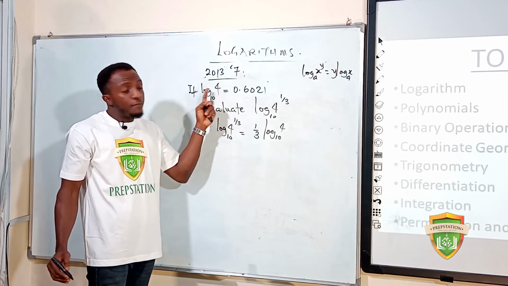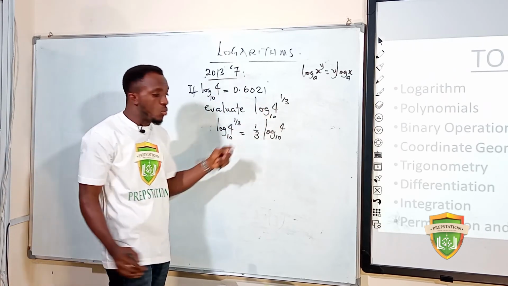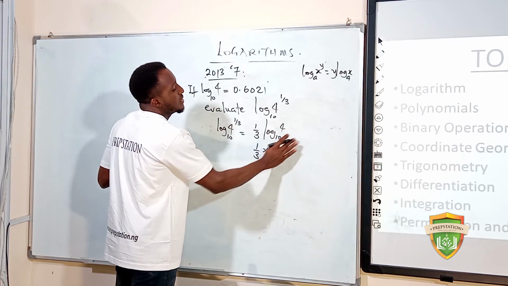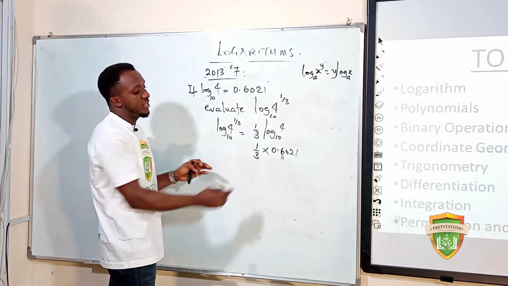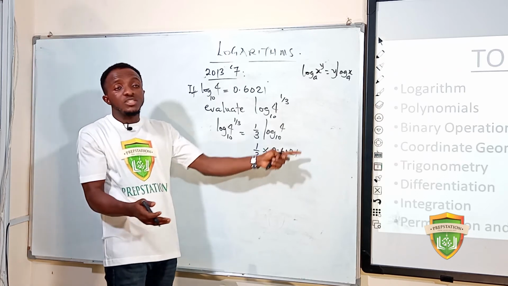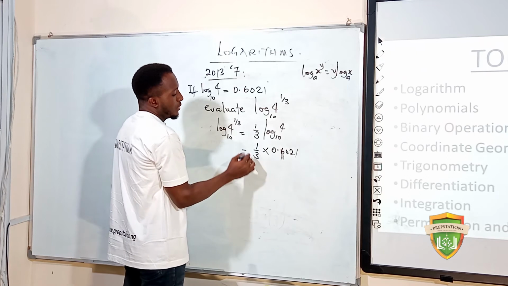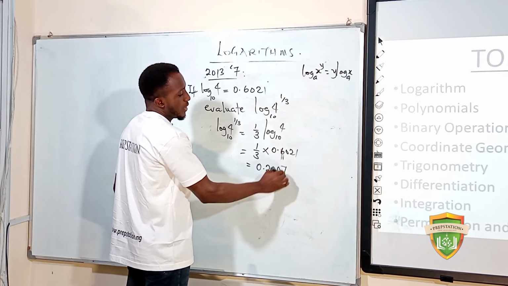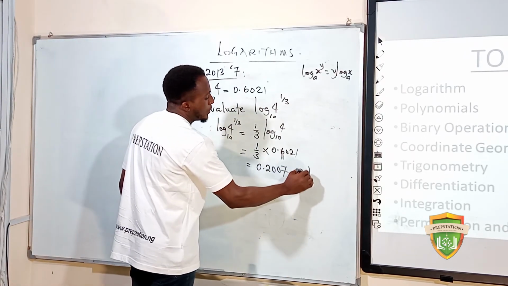But if you check, we've been given log 4 to base 10 as 0.6021. So if we apply that, we have 1 over 3 times 0.6021. So if you do the division, this divided by this, 1 over 3 times this is the same thing as 0.6021 divided by 3. So this would give you 0.2007. And that is option A.